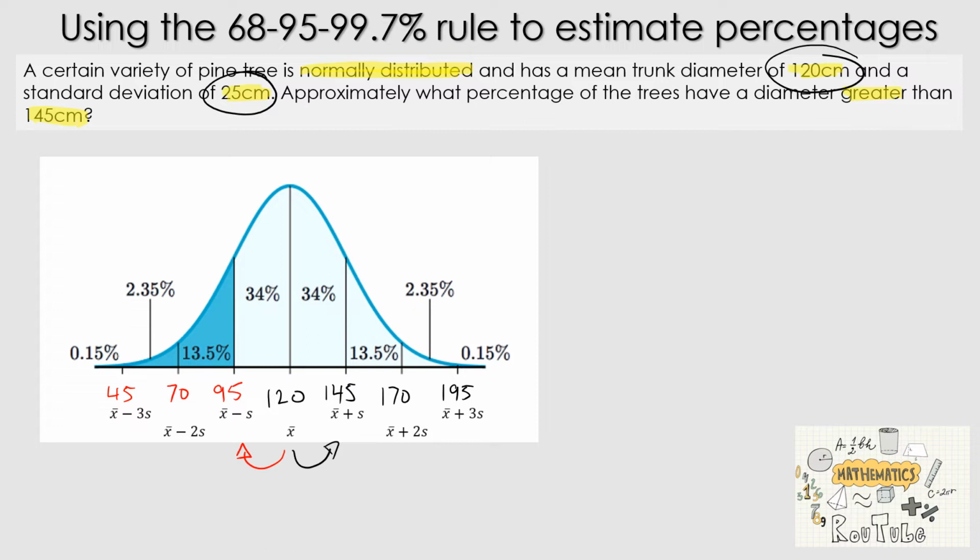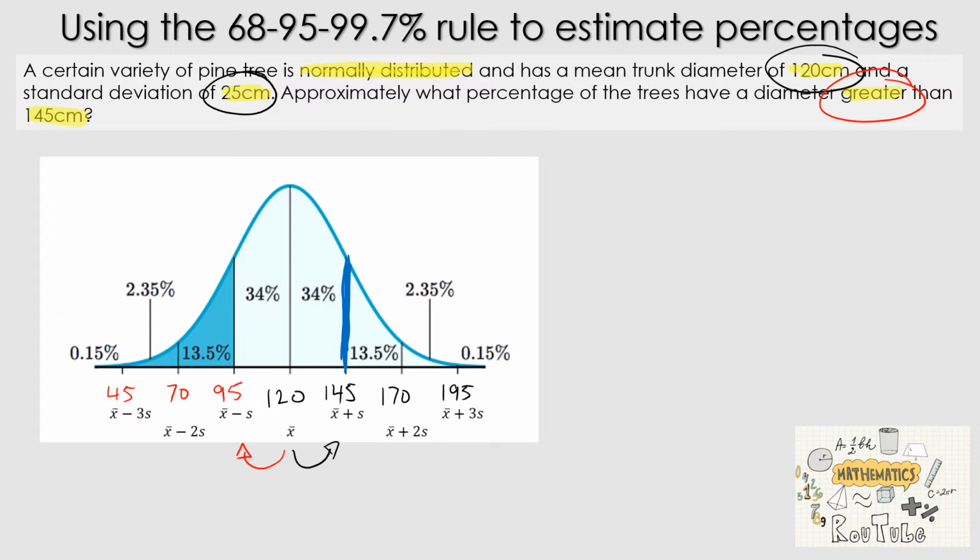So approximately what percentage of the trees have a diameter greater, and I'll circle that in red, greater than 145? Okay, so what we need to do is first of all locate 145, which hopefully you'll identify, I've just drawn it in blue, is 1 standard deviation above the mean. Okay, so it's 1 standard deviation above the mean, which is easy to find now because we have filled it out.